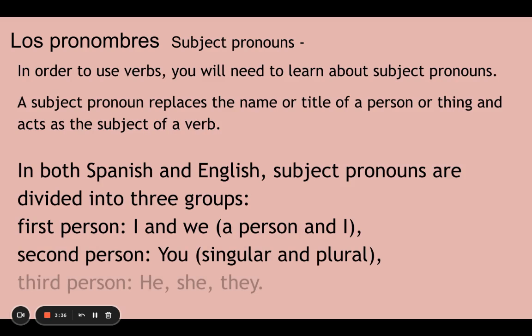Third person, he, she, and they. So that's you're not using you, you're not using I, you're not using we. It's he, she, and they. Now in Spanish, remember that words are masculine or feminine. So when you're using subject pronouns and you're talking about inanimate objects, they're actually going to go into the third person.